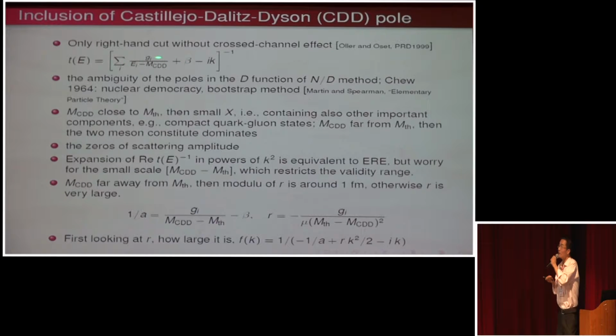So we notice that there's a more general two-body scattering amplitude. It is not invented by us, we should admit that, but it was first used for the XYZ states. Here I use a few words to explain how the CDD pole appears. The CDD pole is named after its discoverers, Castillejo, Dalitz and Dyson.